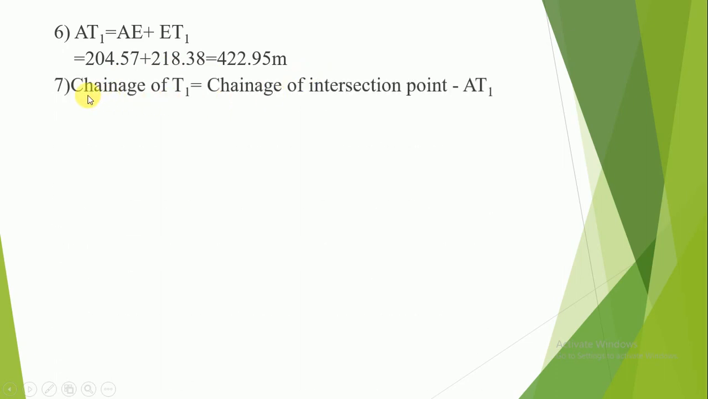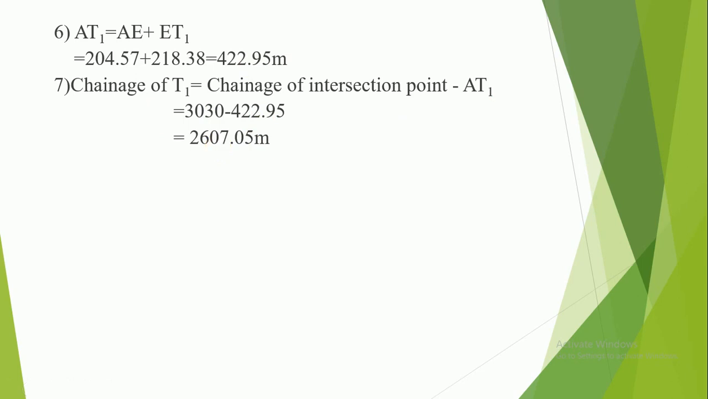So now we are at the final stage in order to calculate the chainage of T1: chainage of intersection point minus AT1. The chainage of the intersection point was 3030 meters, and the AT1 which I calculated right now is 422.95 meters. So the chainage of T1 comes out to be 2607.05 meters.